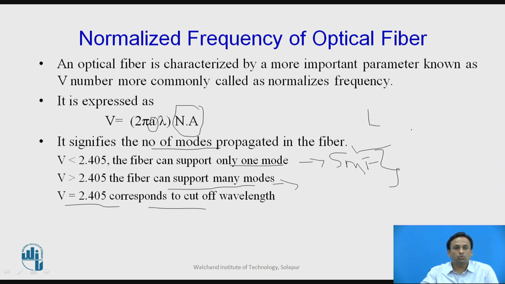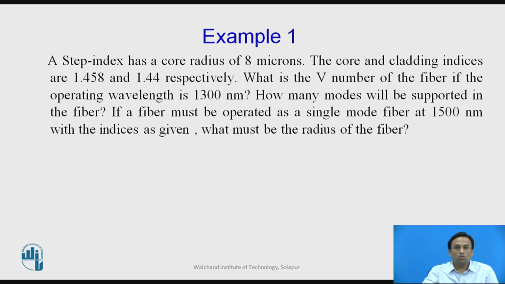In graded index, what happens? The refractive index at the center of the core is maximum. As we move out from the center to the cladding, it becomes much less. So the refractive index changes, and your velocity of light changes in the graded index as it travels inside the optical fiber. That is included in the normalized frequency. We'll understand V by using an example.